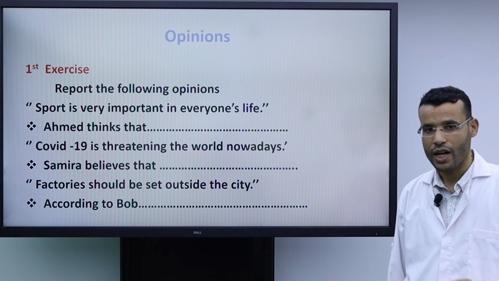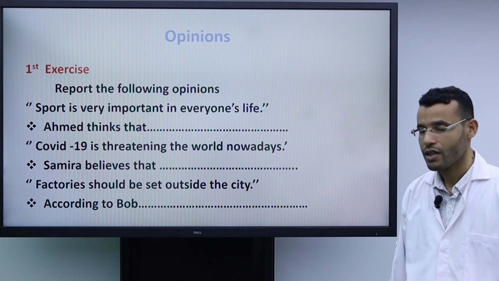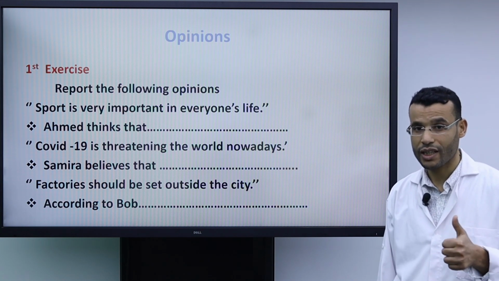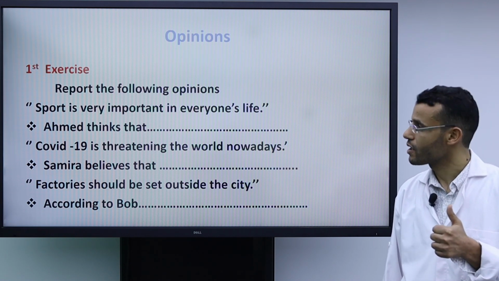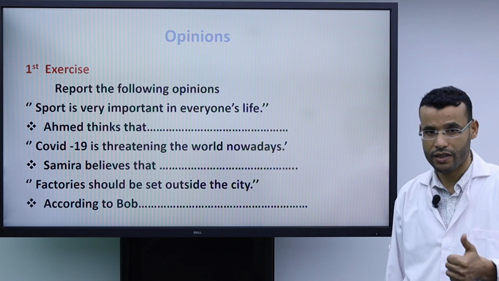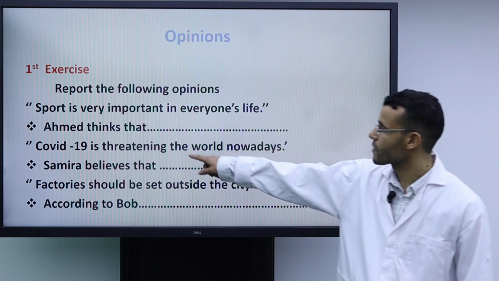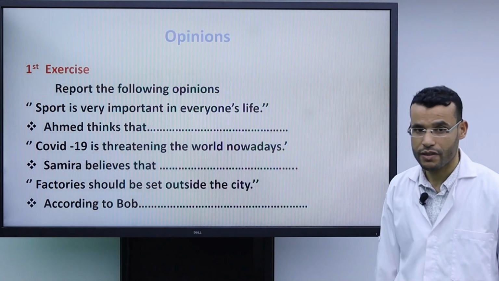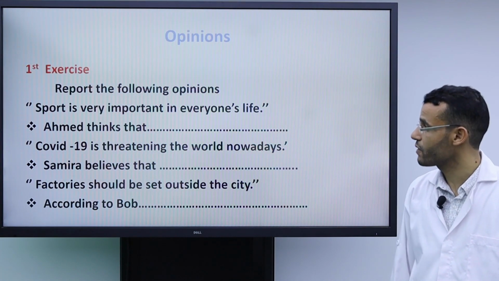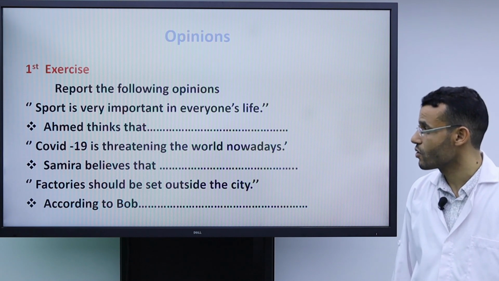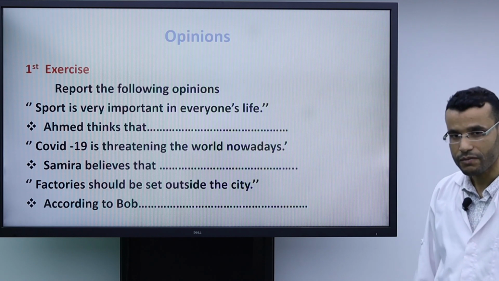So in order to answer this question or to report this sentence, you are asked first to have a look at the introductory verb. This is the first step. Okay? So if you find the introductory verb in the simple present, then there is no change concerning verb tense. Here we have, as you can see, thinks. It is in the simple present. Then you are asked to keep the verb tense as it is. Here in this case, we have simple present, which is is. So Ahmed thinks that sport is very important in everyone's life. Okay?